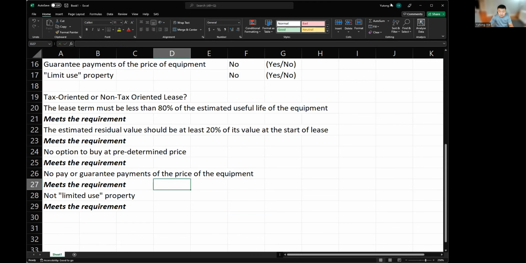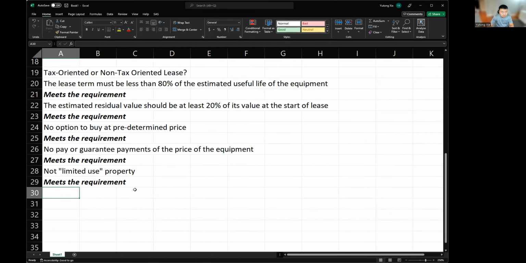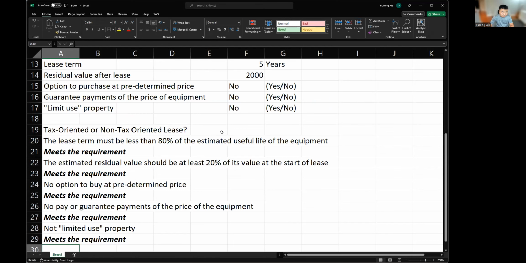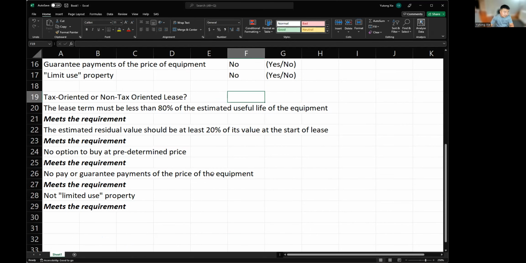Okay, so up until here is what we have done in class. What we want to do now is to have a cell, I want to put it here, that's going to return us whether it is a tax-oriented lease or it is not a tax-oriented lease. So I also want to use an if statement.